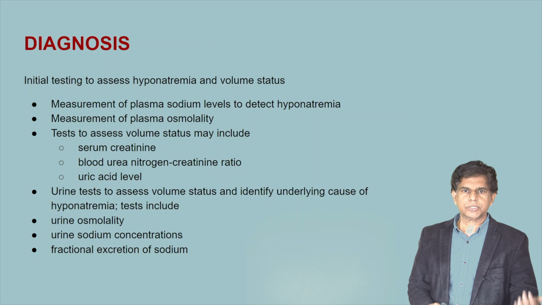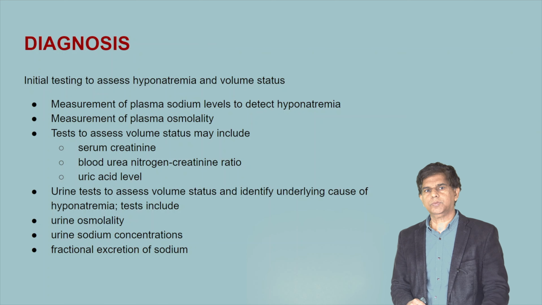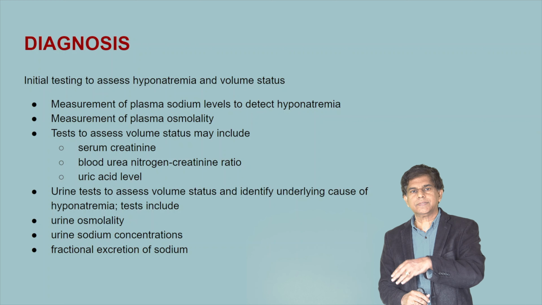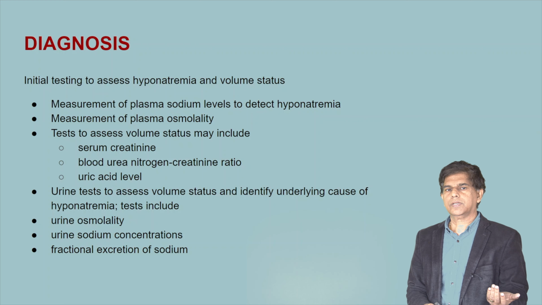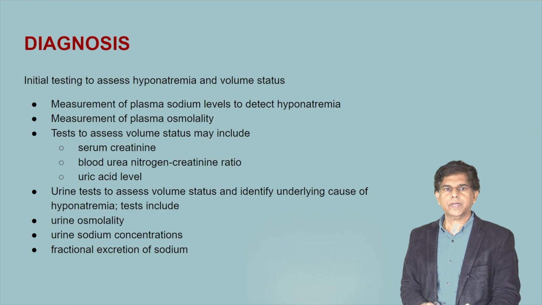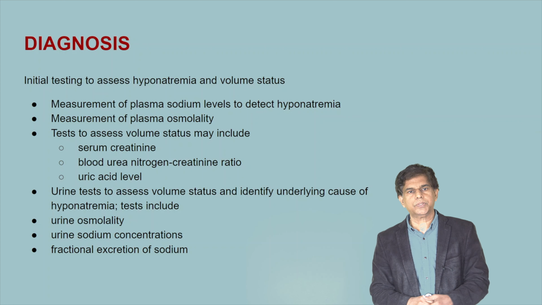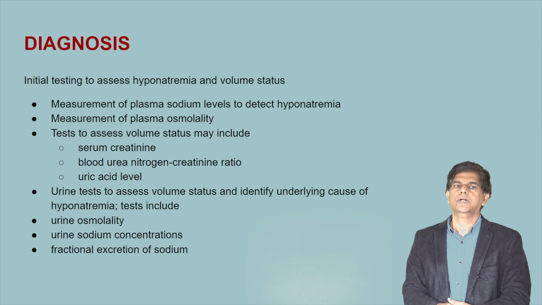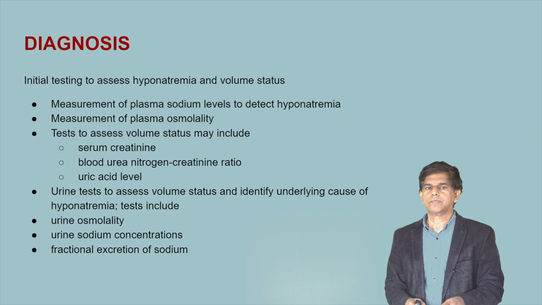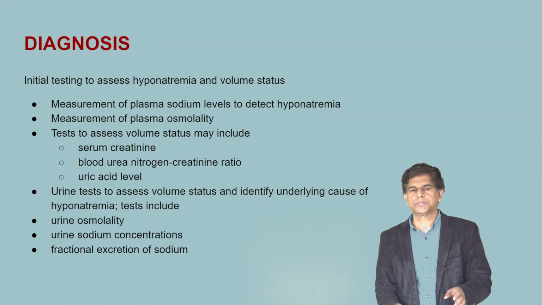Then you should measure the plasma sodium and the plasma osmolarity, because of the classification we talked about. You have to look at the serum creatinine, BUN to creatinine ratio, and uric acid level is important. Urine osmolarity you have to do, urine sodium concentration, and of course fractional excretion of sodium.